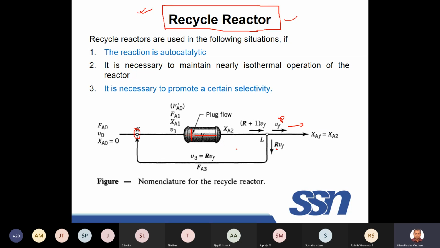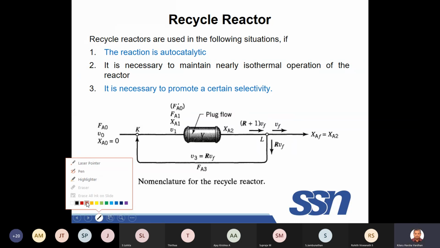So let us see the terminologies here. I'll just remove this so that it will be easy for us. Again, I'll put it. So why are recycle reactors used? Recycle reactors are used when the reaction is autocatalyzed. This is a very important point. When the reaction is autocatalyzed, that is, some of the product itself is acting like a catalyst. You know, A plus R gives R plus R.